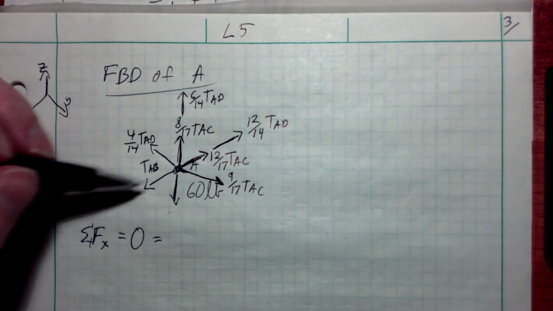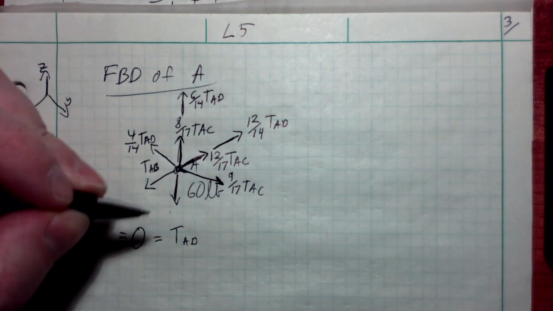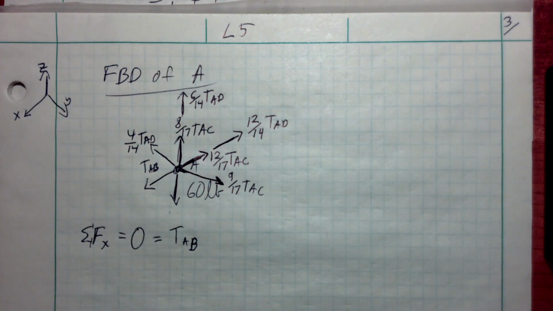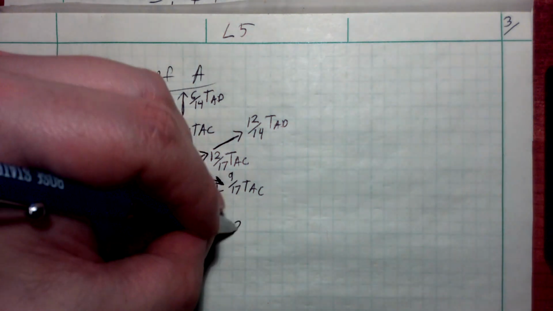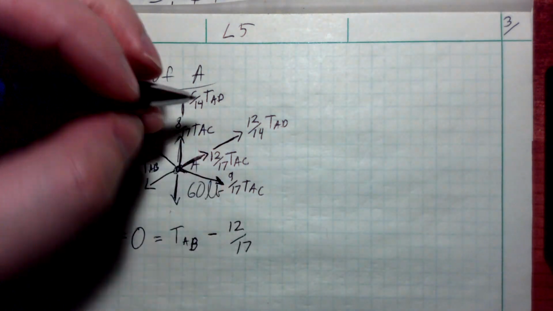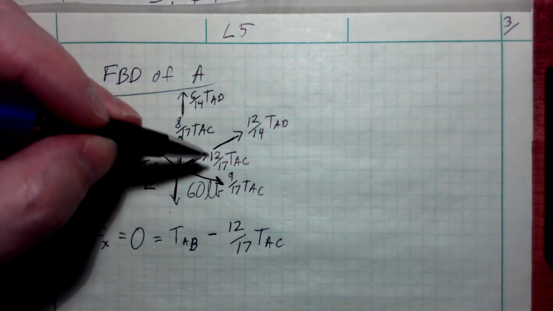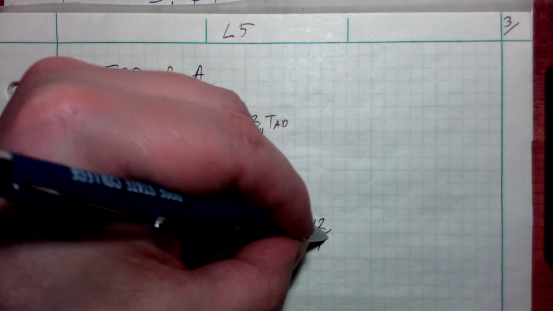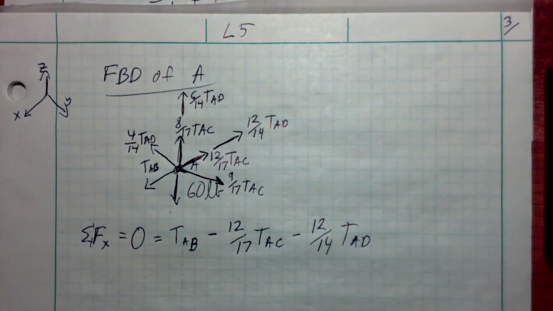So these are the forces in the x direction. I've got in the positive x direction T_AB. All of T_AB is in the positive x direction. In the negative x direction, I've got 12 over 17 T_AC. And then also in the negative x direction, minus 12 over 14 T_AD. Those are my x direction forces.